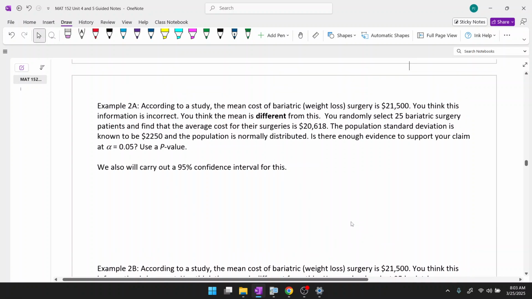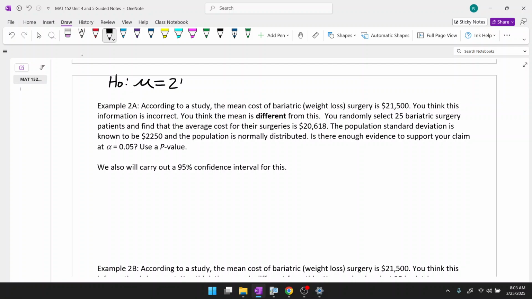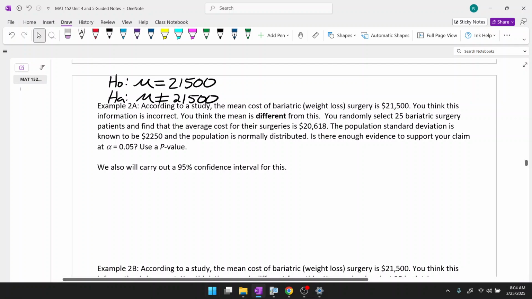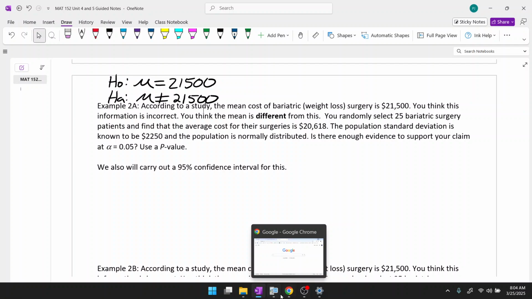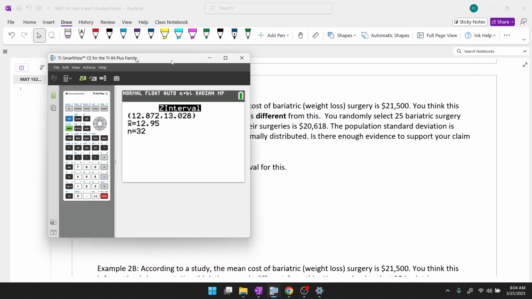Now, we're going to do the same thing for a two-sided test, and might I add, this is probably a poor example of a two-sided test, because in the real world, we really want to go higher or lower. So, according to a study, the mean cost of bariatric or weight loss surgery is $21,500. You think it's different. So, this is going to be a two-sided test. So, how does this work as a two-sided test?